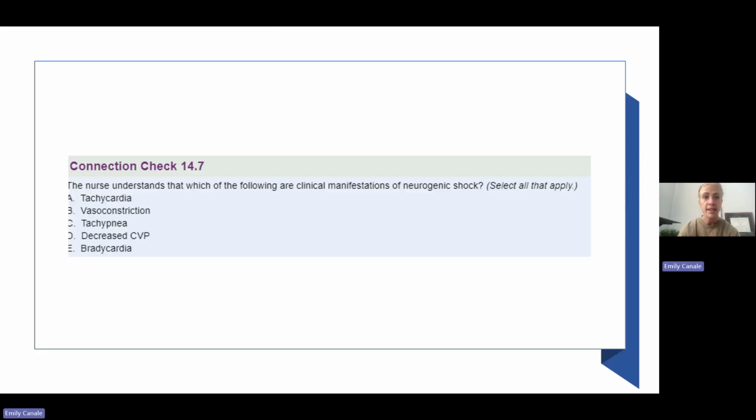So a mind check here. The nurse understands that which of the following are clinical manifestations of neurogenic shock. And this is a select all that apply. So please pause this and see if you can figure this one out.